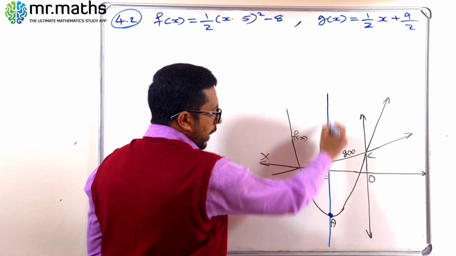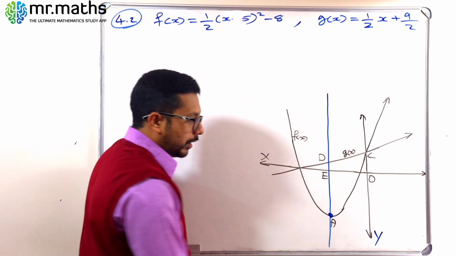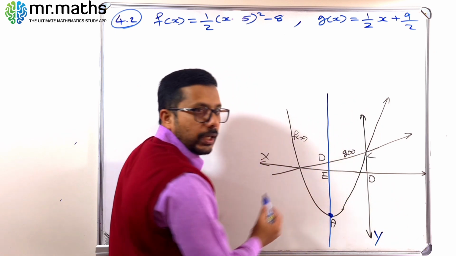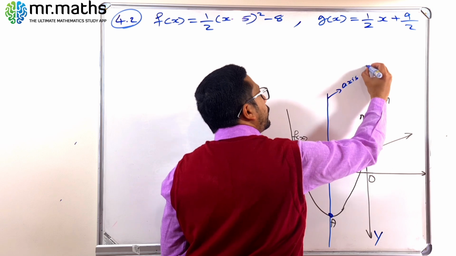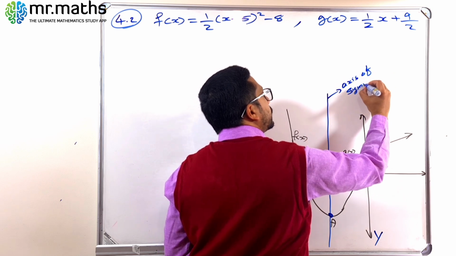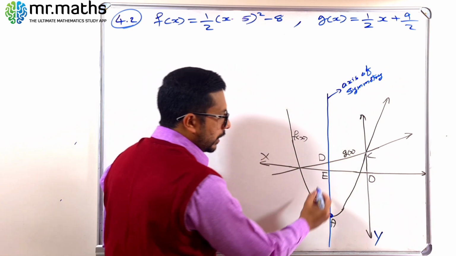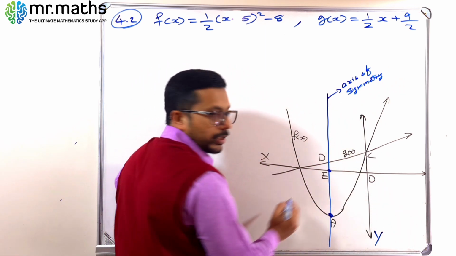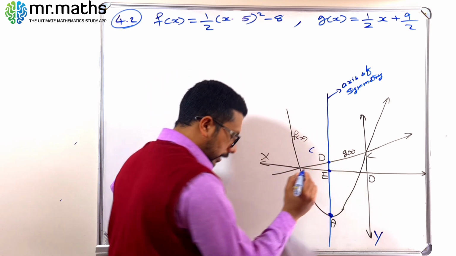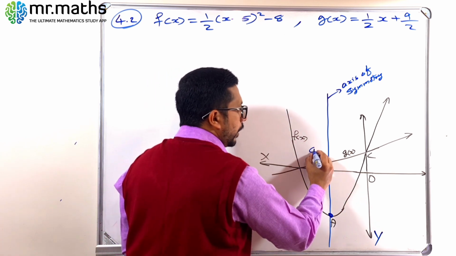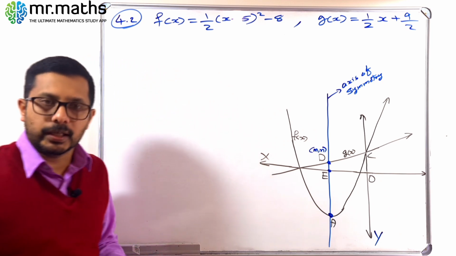So this is the axis of symmetry. This one is the y-axis. Don't misunderstand. This is the y-axis, but this line is the axis of symmetry. They are saying that this axis of symmetry intersects the x-axis at E and this g of x at D. And what is the coordinate of D? It is also given, m comma n. So this point D is m comma n.